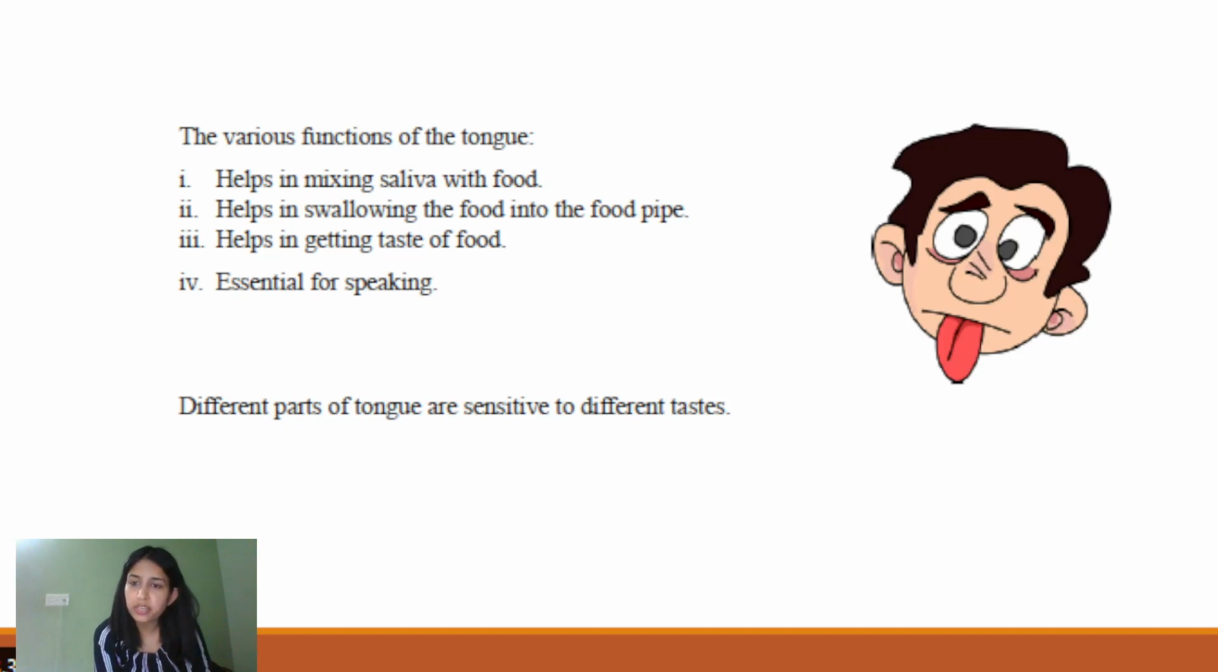So different parts of the tongue are sensitive to different tastes basically, which you will be experiencing yourself, and you will be telling your observations to me as well, that in the back of the tongue we feel the bitter taste and in the top of the tongue we feel the sweeter taste. And on the sides we feel the salty taste. Am I right or not, you will be telling me after making your own observations. Very good students. So we'll be moving forward from here now.